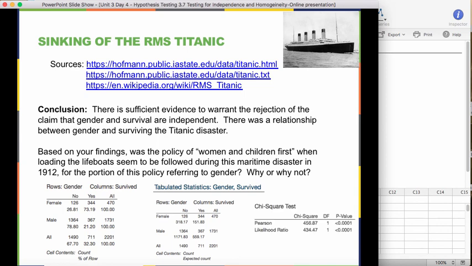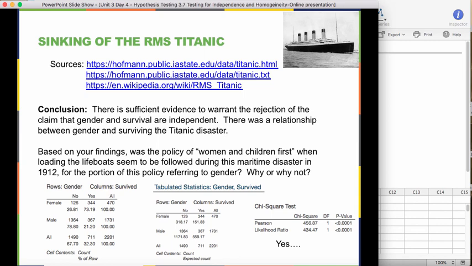Lastly, when we did the chi-square test, it is statistically significant that gender and survival are dependent. There is a relationship between gender and surviving the Titanic disaster. Furthermore, when we look at the percentages or the frequencies, it would appear that females survived at a much higher rate with regard to expected frequencies than males, who survived at a lower rate. So based on this, yes, it did appear that women and children first, at least for the women part, was being followed.